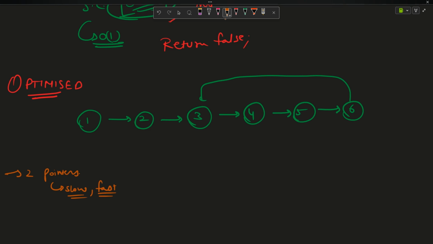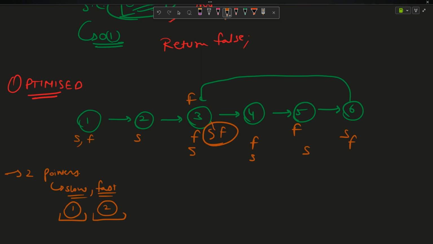What will I do? I will say my slow is here, my fast is here. Slow will move one node at a time and fast will move 2 nodes at a time. So just start. Slow moves one node, but fast skips 2 and goes to the next. Fast comes here. Slow comes here, fast comes here. Slow comes here, fast comes here. Finally, 3 contains both S as well as F.